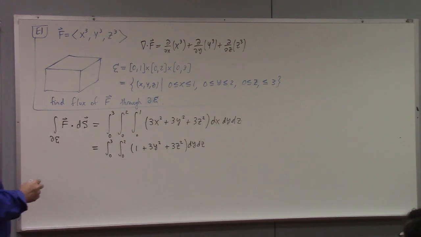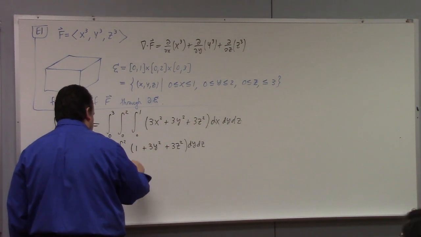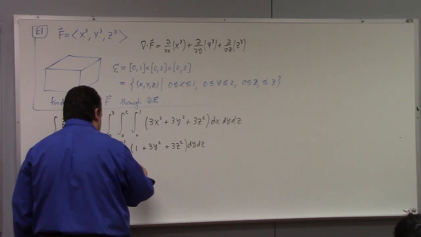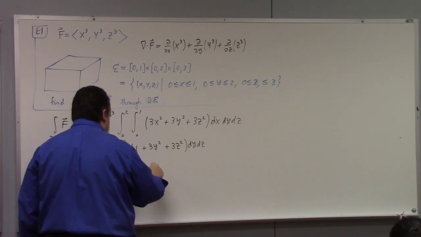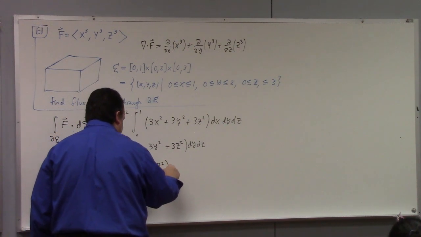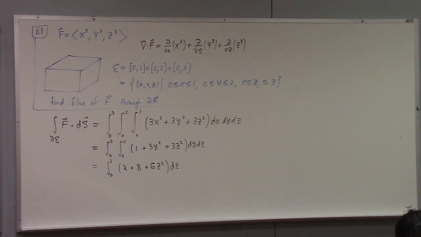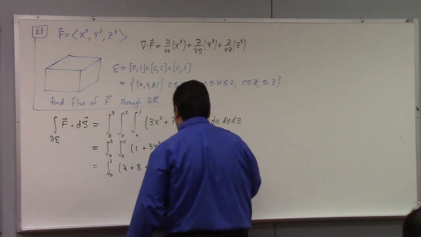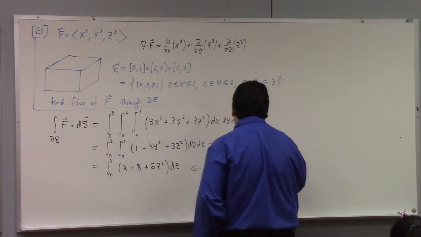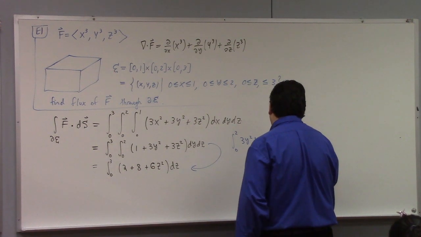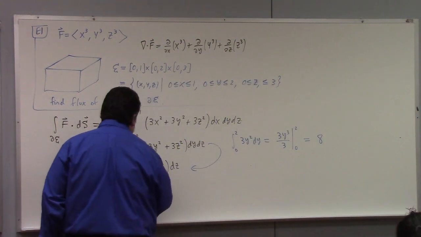Now when I do the y integral, I've got the integral from 0 to 2 of, well, this 1 integrates to 2, and the 3y squared integrates to what? 8, right? And then we've got plus 6z squared. You're probably wondering what I just did. I'll show you: the integral of 3y squared dy from 0 to 2 is 3y cubed over 3, evaluated from 0 to 2, also known as 8. So that's how this guy went to that guy.